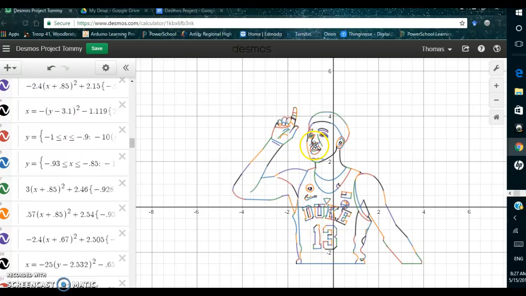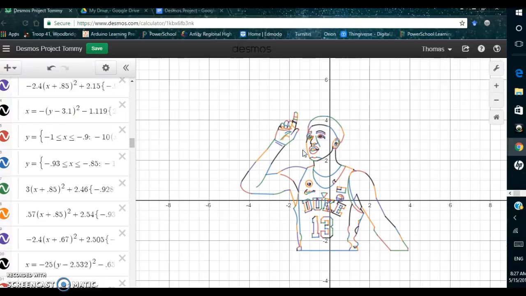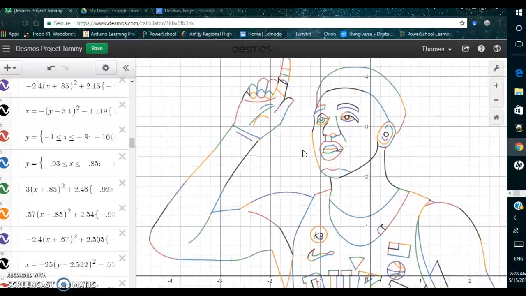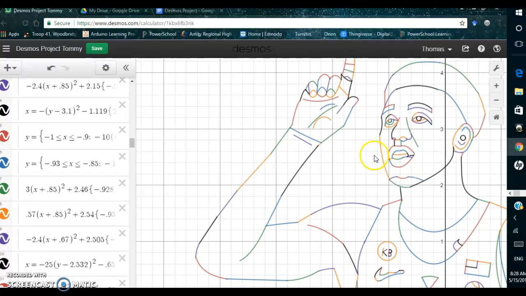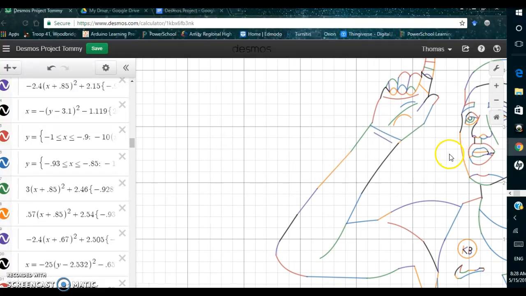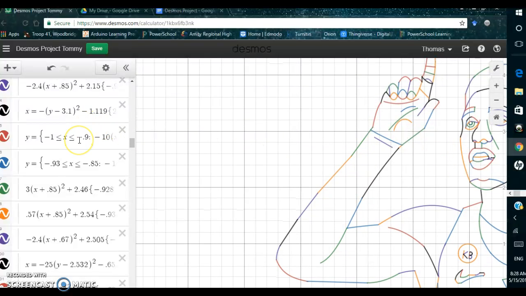So first I'm going to talk about a challenge I had, and that was specifically the face. I'm going to look at the lips right here and show you how I used functions to solve the problem I had with the lips. So I'm just going to swing it over here to the right and pull up my function.